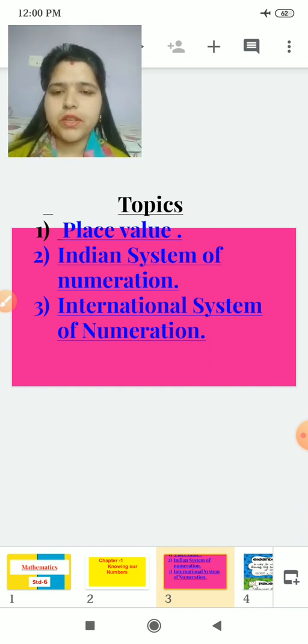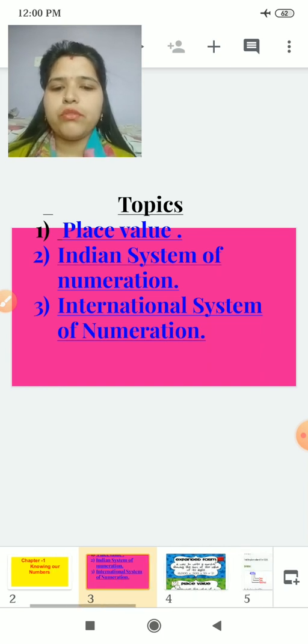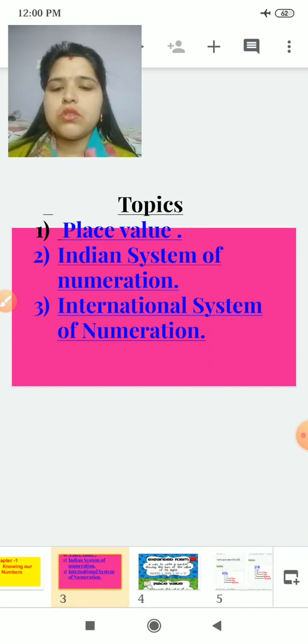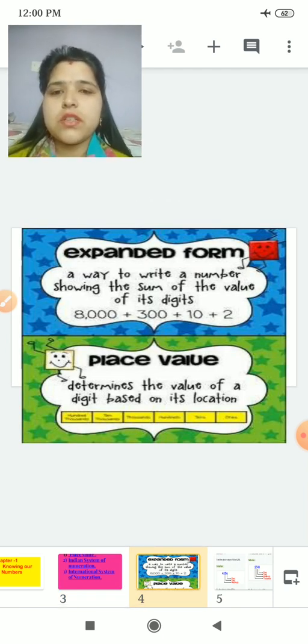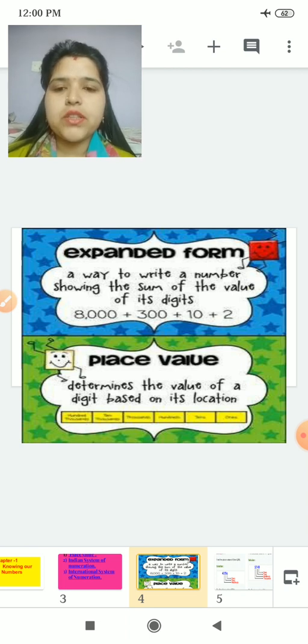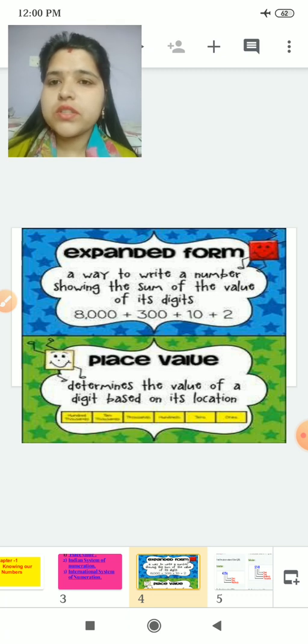See, children, first is expanded form. In this picture it is shown, expanded form. What is expanded form, children? Expanded form means a number is given to you and you have to expand it in such a way that when you add it you get the same number. That is known as expanded form. It means showing the sum of the values of its digits. Showing the sum means you are adding the numbers and you are getting the same number which we are having. Understood?